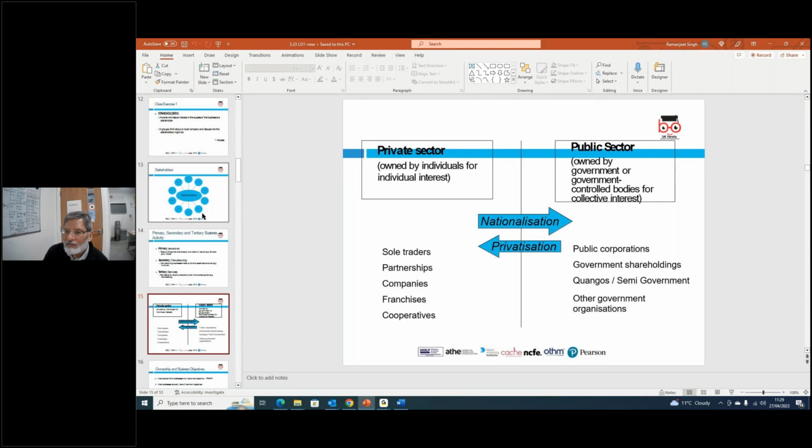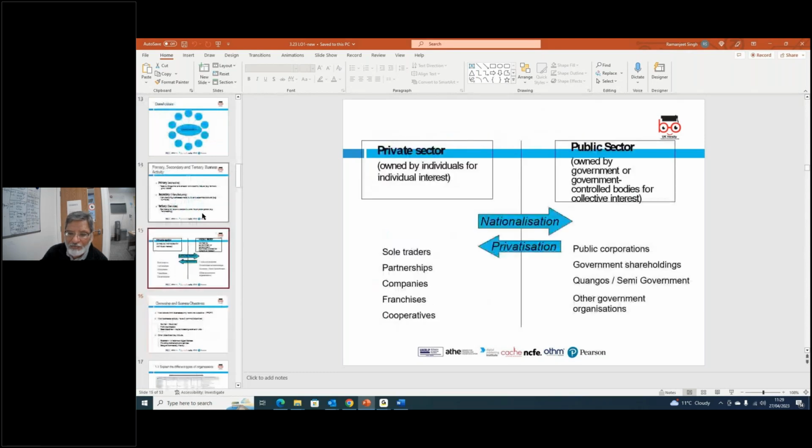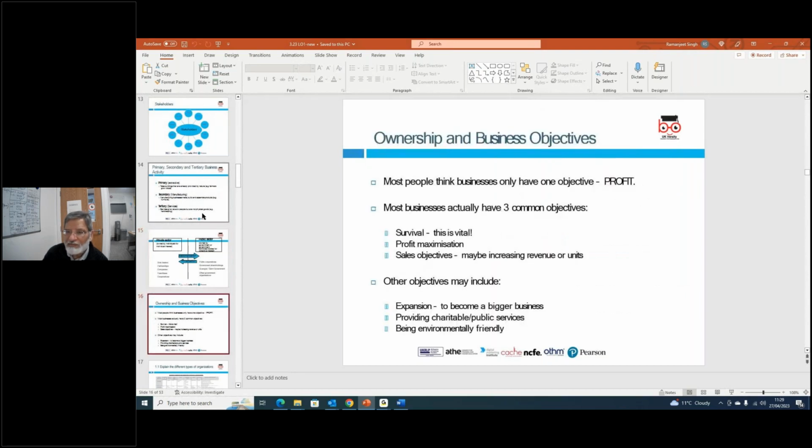Solicitors would be public, wouldn't they? No, solicitors will come into the private sector here, because they're privately owned, unless it's the Crown Prosecution Service, for example, which is a kind of public sector. The police is a public organization.